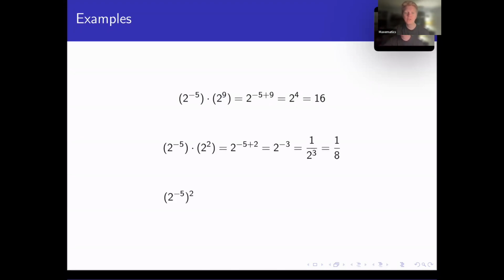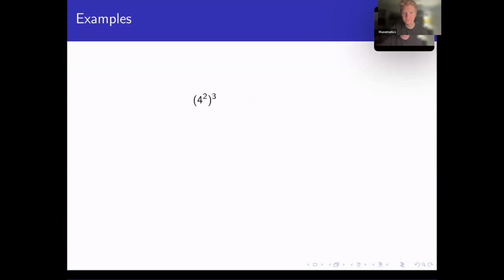Okay? 2 to the negative 5 squared. So again, note that this is a little different from what we had in the previous line. This says two exponential terms being multiplied together. This is one exponential term being raised to another power on its own. So here, multiplied together, we add; here, power raised to a power, we multiply. Negative 5 times 2 is negative 10. If we have a negative exponent, drop it to the denominator and make it positive, and 2 to the 10th is 1024.